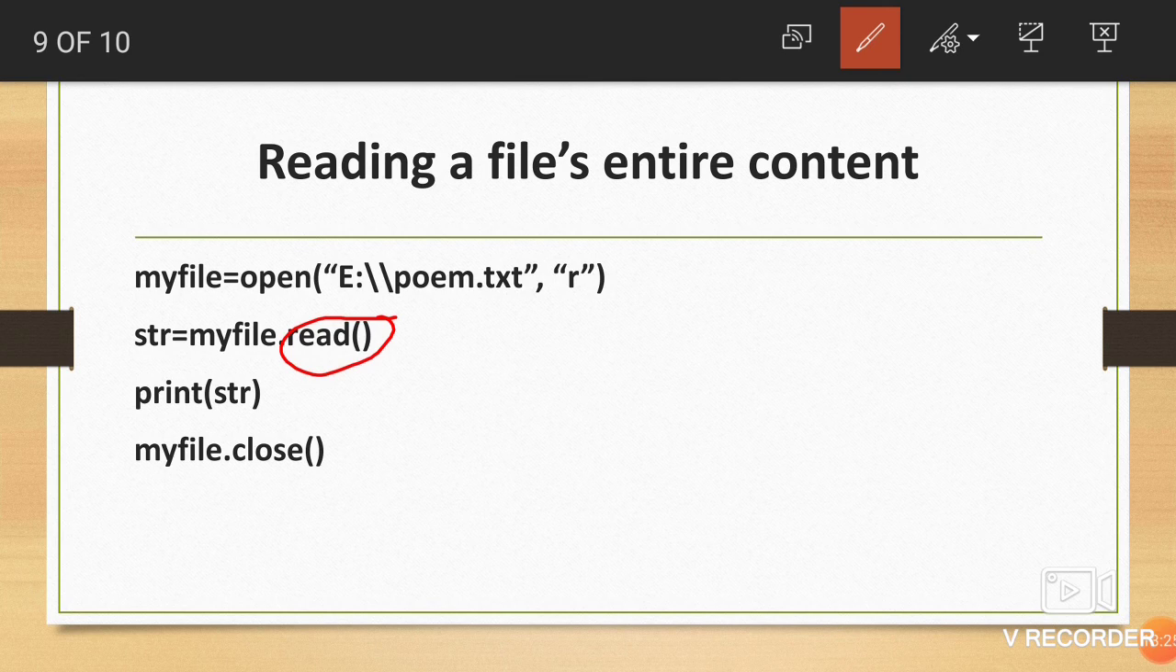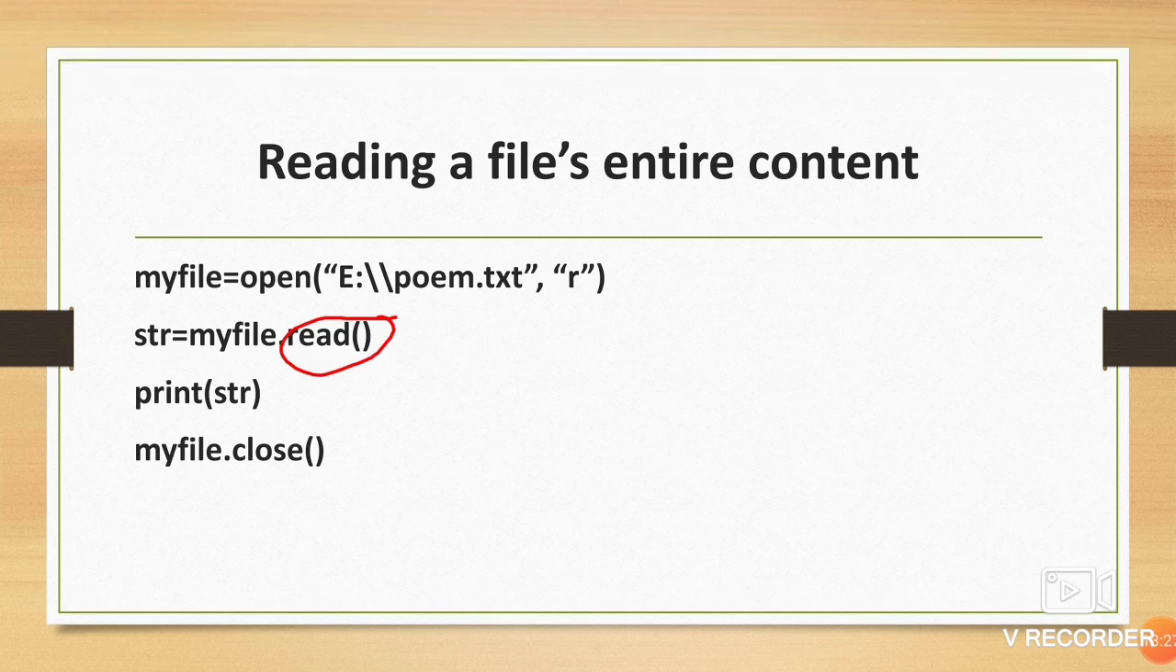So in this way you are able to read the entire content by using the read method. If I want to check whether it is reading the entire content of the file or not, what I will do? I will print the string which is having all the values. So print(str), then myfile.close().